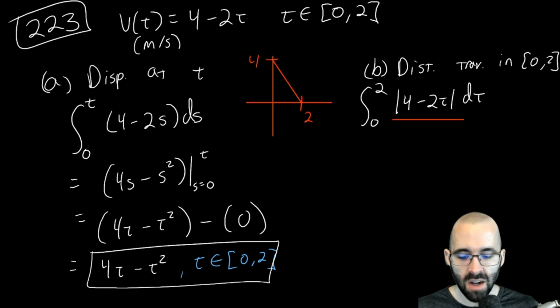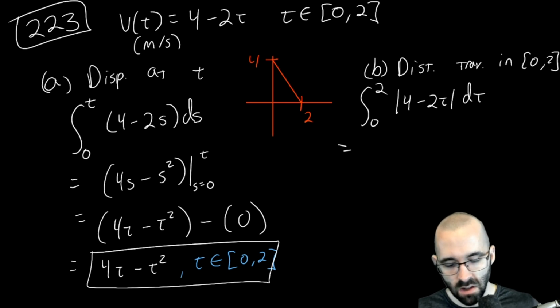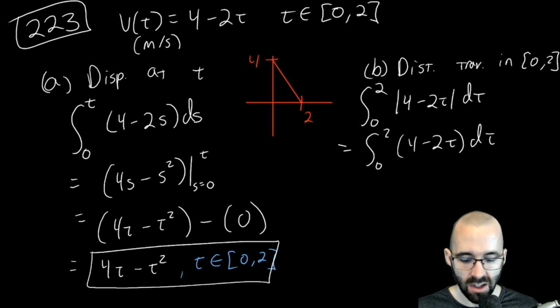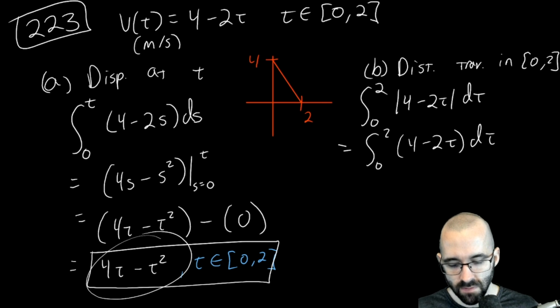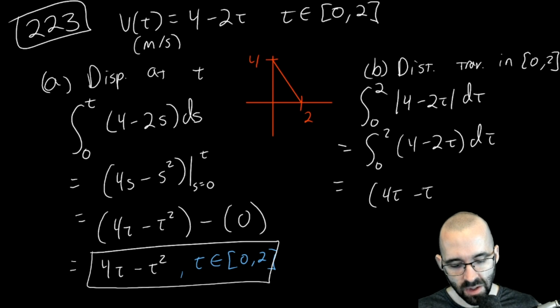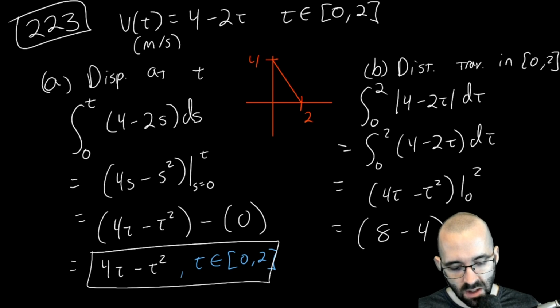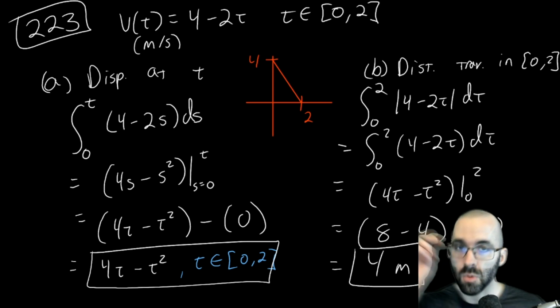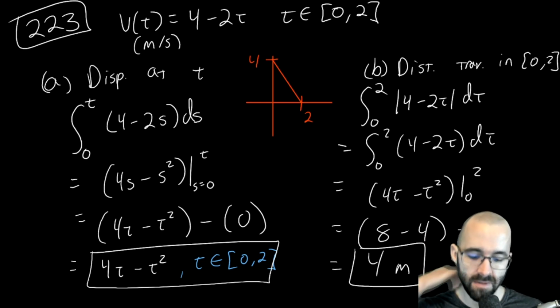In this case, this function is positive on the whole interval, and actually, we just get that this is equal to the integral from 0 to 2 of 4 minus 2t dt, which we already calculated to be that. But we can do things in all the steps to make sure we don't make mistakes. Now we're going to get 8 minus 4 minus 0, or just 4. Our units are going to be meters. Total distance traveled between 0 and 2 seconds is 4 meters.